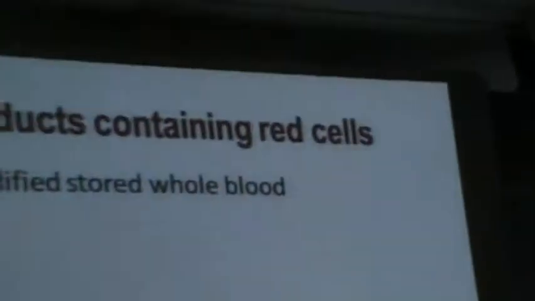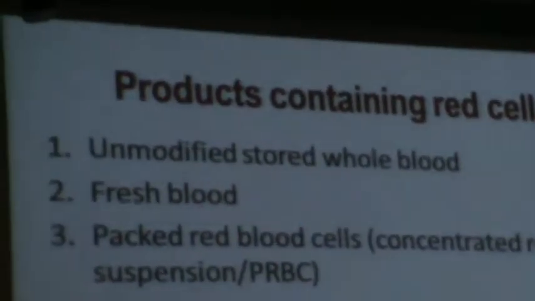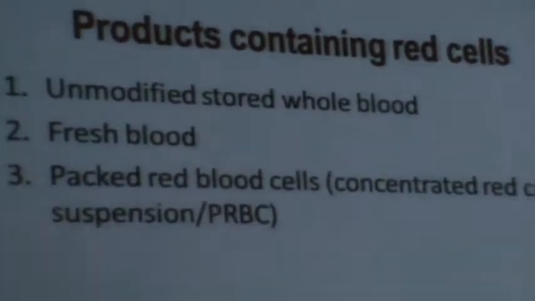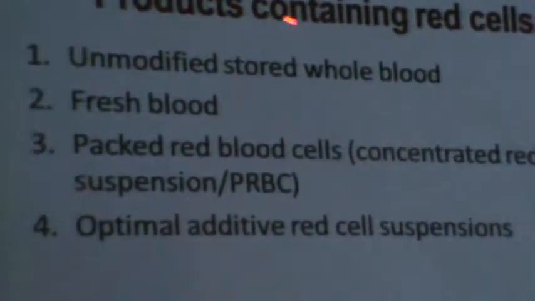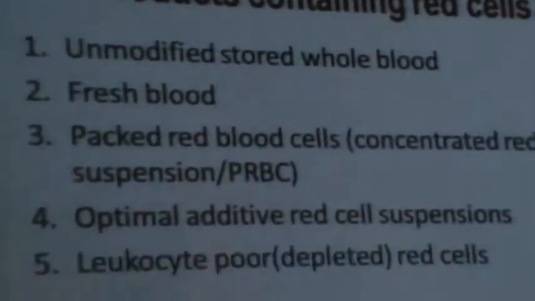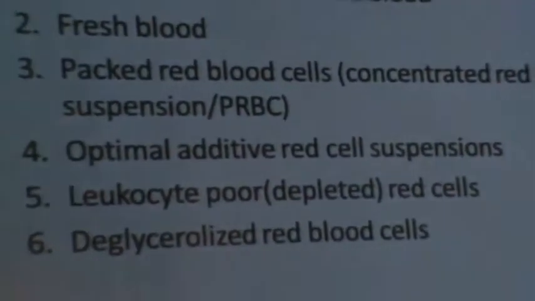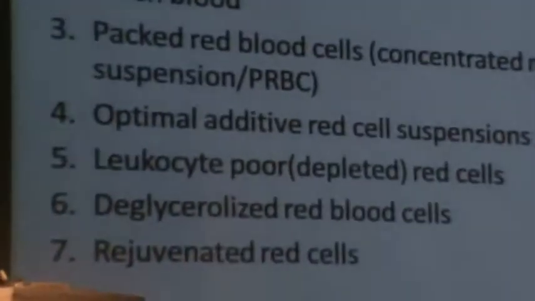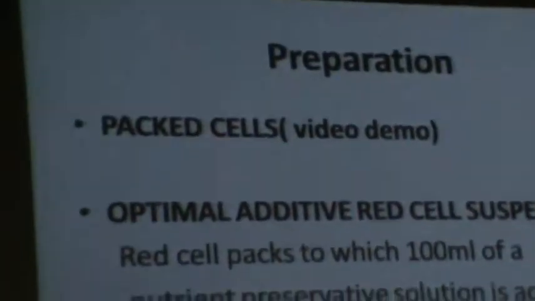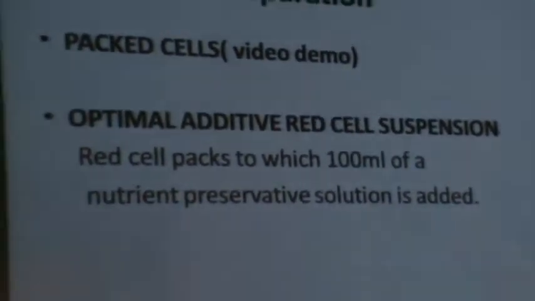So what are the products containing red cells? This is a repetition again. A product, I told you, is a therapeutic unit. I'm talking about products containing red cells: whole blood or fresh blood, packed cells, optimal additive red cell suspension, leukocyte poor or leukocyte depleted red cells, deglycerinized red blood cells, and rejuvenated red cells. I showed you a list of products that have red cells. We will deal with each of these.